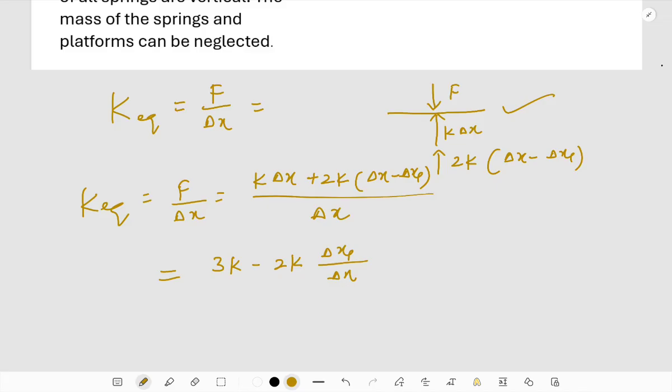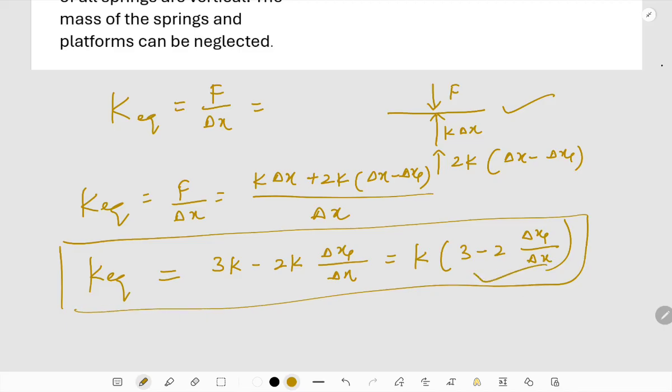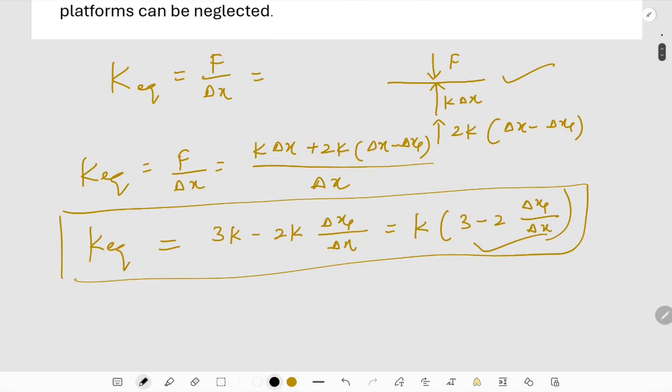Again we can simplify something. If we take k out, this will be equal to 3 minus 2 delta x1 by delta x. So this is basically the value of k equivalent. To find the value of k equivalent, we need to find the value of delta x1 by delta x. How can we do this? To do so, we need to write down the equilibrium conditions of the platforms in our next statements. So let's prepare it.